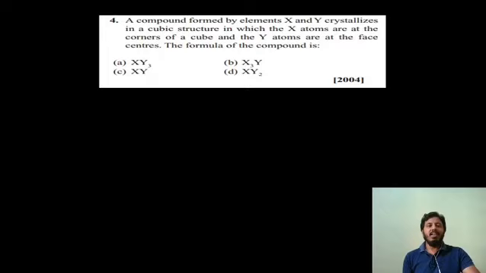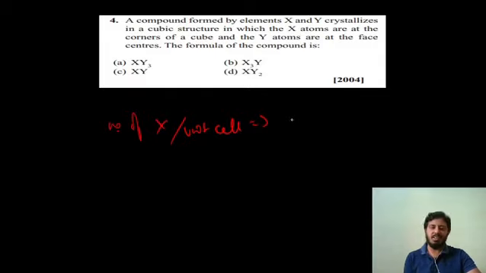Question number 4. A compound formed by elements X and Y crystallizes in a cubic structure in which the X atoms are at the corners of the cube and the Y atoms are at the face centers. The formula of the compound is, so here, which is similar to question number 1 that we have discussed, the number of atoms of X per unit cell. Where are the X atoms present? They are present at the corners. So 8 into 1 by 8, which gives 1. 8 is the corner particles and 1 by 8 is the contribution of a corner particle.